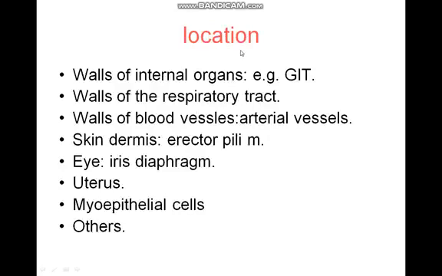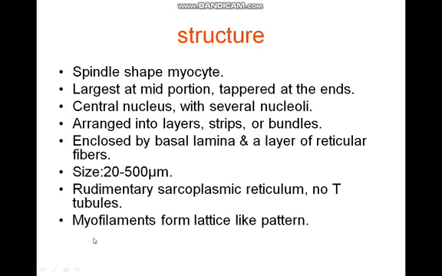They are found in different locations in the internal organs, such as the GIT, respiratory tract, and wall of the blood vessels. In the skin is the arrector pili muscle; also in the eye, the iris, diaphragm, uterus, and the myoepithelial cells found in the glands, duct, and the acini. Other regions also can be found. They are spindle in shape, tapered toward the end, with a central larger region containing a central single nucleus with multiple nucleoli, arranged in the form of layers or sheets, or enclosed by basal lamina.